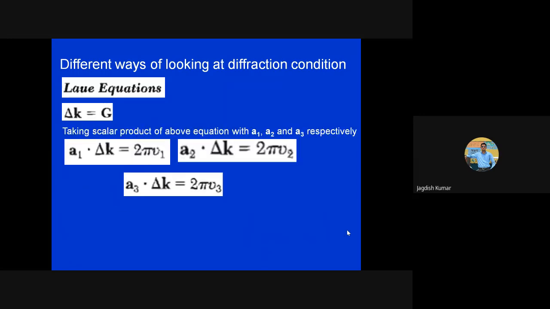So with this, that's all for today. Tomorrow we will be discussing other physical aspects of this Fourier interpretation of the X-ray diffraction.